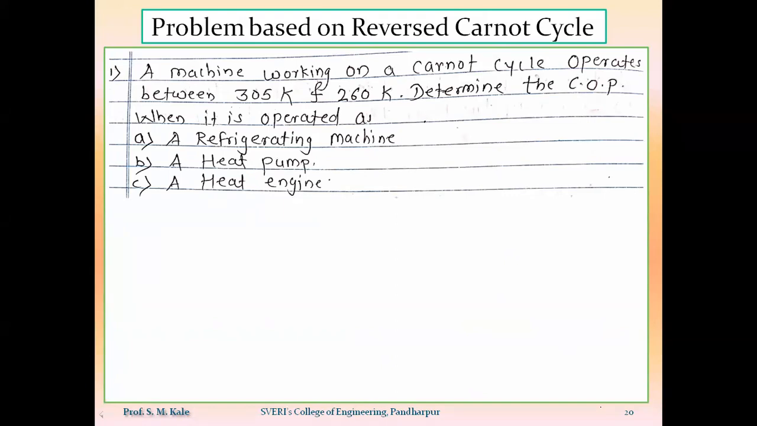The problem statement is: a machine working on Carnot cycle.